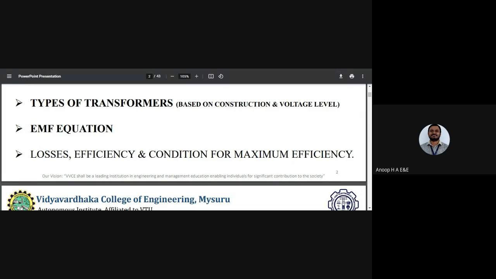So we will be discussing all those important concepts only because I've already completed it, and my focus will be entirely on the topics which are important for the test. So let us start right now. I'll stop sharing. Let us start right now with the concept of EMF equation. Let me start right now.